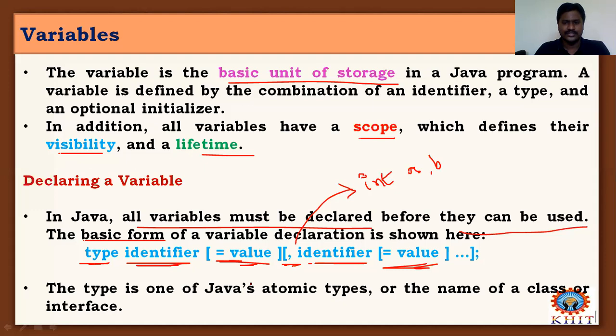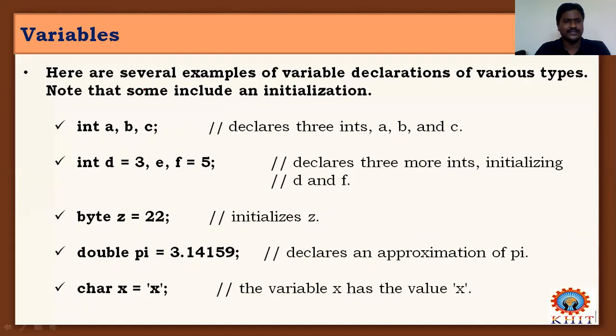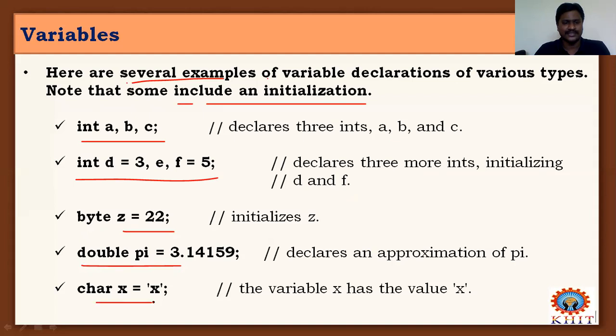Okay, so let's see some examples of this. Here are several examples of variable declarations of various types, and note some include an initialization. So see here, int a, b, c declares three ints a, b, and c. And int d = 3, e, f = 5 declares three more ints, initializing d and f. So all these are valid declarations of types: double pi value, char x, something like that.